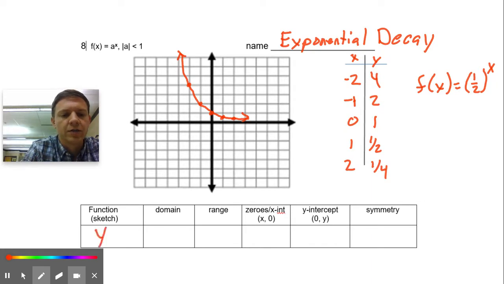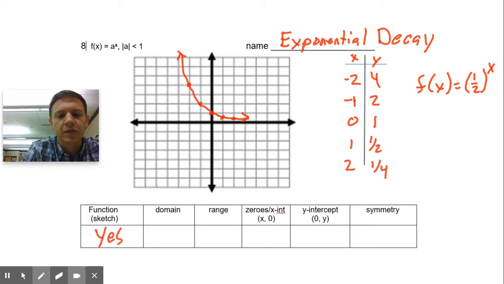Okay, is this a function? Yes. It passes the vertical line test. What's the domain? All possible x's, all reals. What's the range? Again, y has to be greater than 0. We never actually touch the x-axis. It's just above it. Does this cross the x-axis? No, so there are no zeros. Again, just like exponential growth.